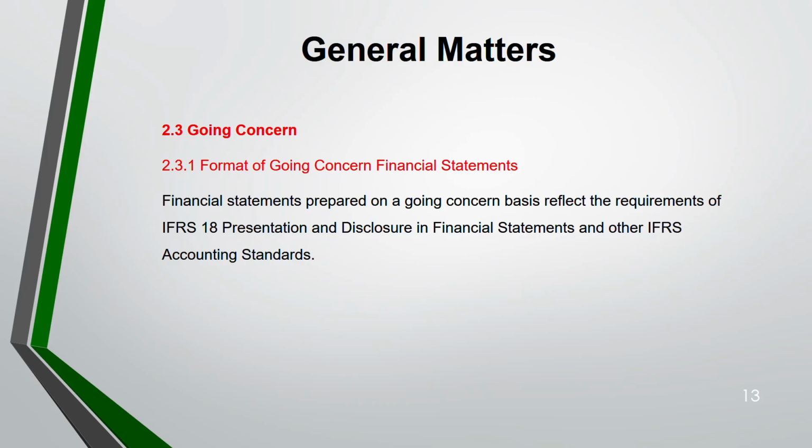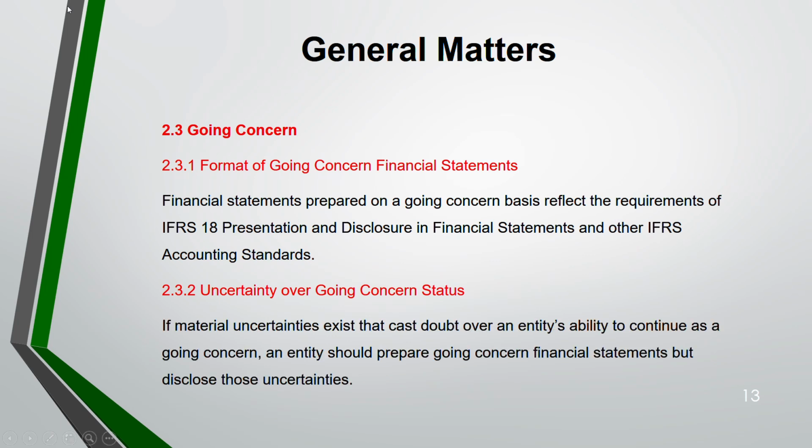They told that financial statements are prepared based on the going concern basis and other IFRS standards also. Uncertainty over going concern status. What happens when there is an uncertainty? If material uncertainties, see, I'm using the word material, not immaterial. Material uncertainties exist that can cause a doubt whether the entity will continue tomorrow or not, then the entity should prepare the going concern financial statements, but they have to disclose those uncertainties. That means the entity will still prepare based on going concern basis only. They will follow the same format, but then they have to disclose those uncertainties in the notes.